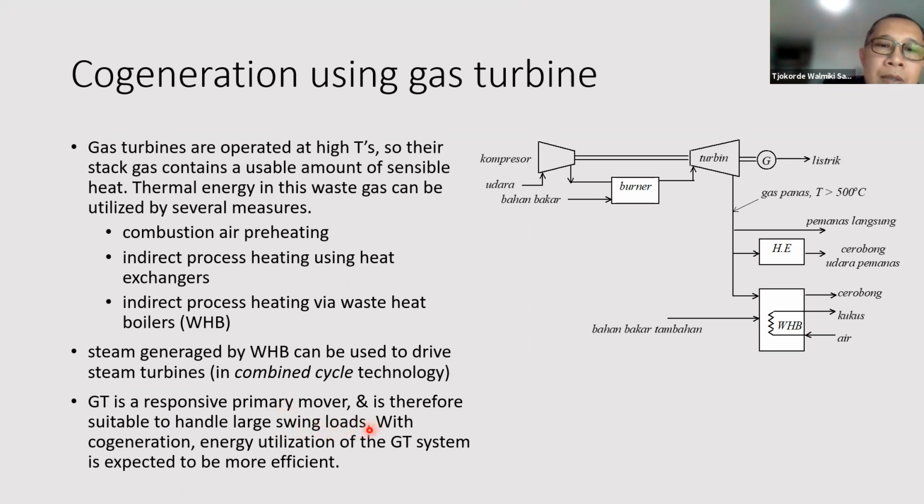Okay, now if the GT is combined into cogeneration, then energy utilization of the GT system is expected to be even more efficient. Okay, so this has become a trend in power plant designs. We see more and more cogeneration power plants being built in Indonesia. So not just a simple GT, but the GT with cogeneration or even combined cycle technology attached to it. Because again, for the same amount of fuel consumed, you can generate more energy. You will get better thermodynamic efficiency.